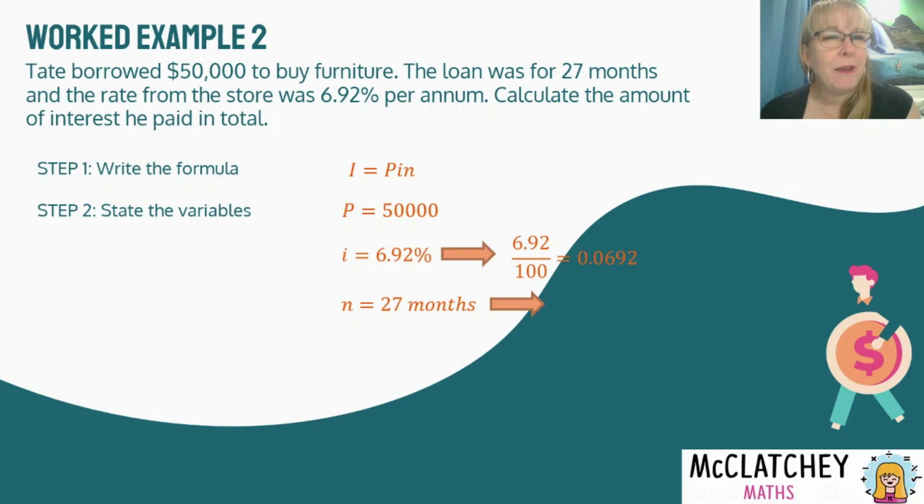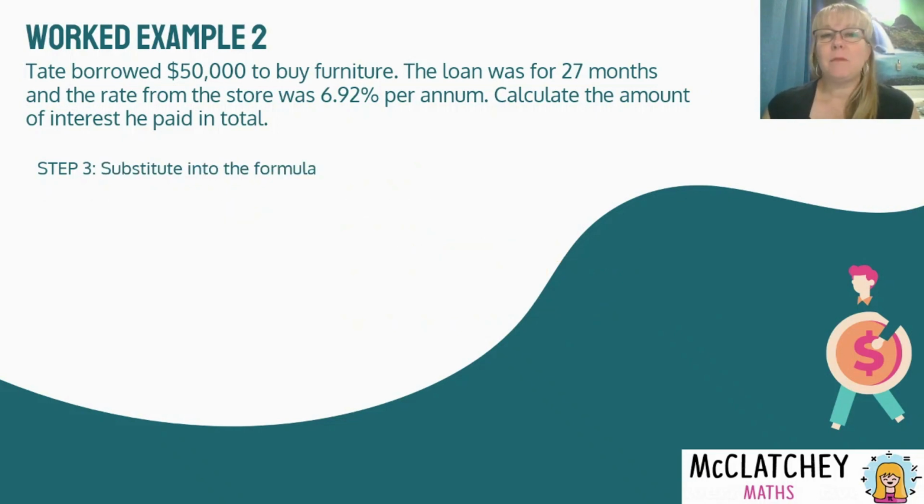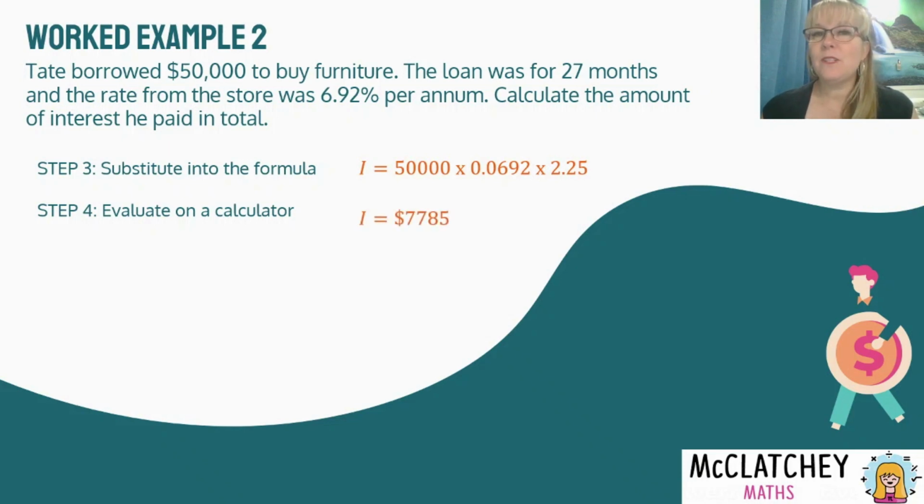Now, our amount of time for the loan has been given to us as 27 months. Remember I said earlier that n is always in years, so we have to change the months to a period in years. So we're going to divide that by 12 because there's 12 months in 1 year, and we get 2.25 years. It's 2.25 years. So now we're ready to substitute that information into the formula and evaluate it on a calculator. So we've substituted that in. I is equal to $7,785. So that's how much interest he paid in total.